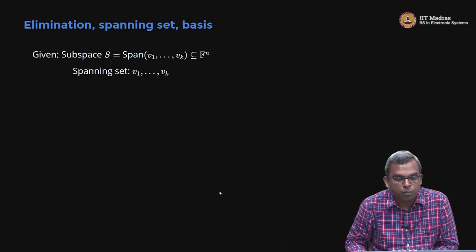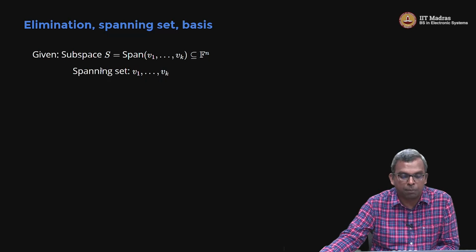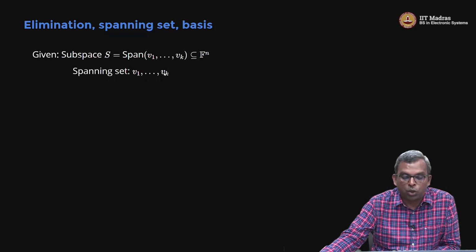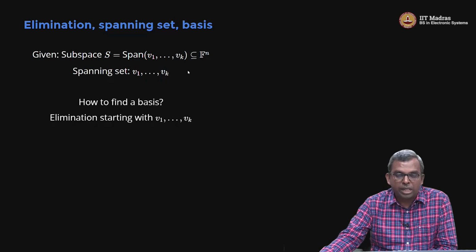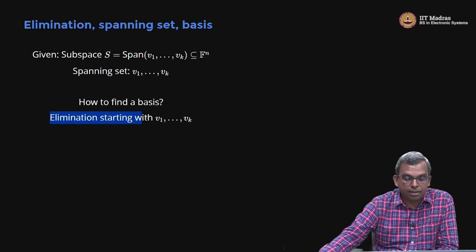So let's get started. Somebody is giving you a subspace S as a span of V1 to Vk. We are in Fn. Remember, F could be R or C. The spanning set is V1 to Vk. The question is, how do you find a basis? The answer is very simple. You eliminate starting with V1 to Vk. You start with V1 to Vk and you eliminate, you get a basis.